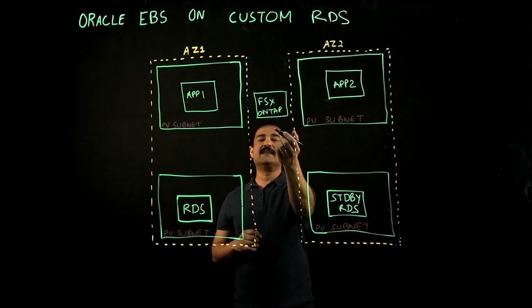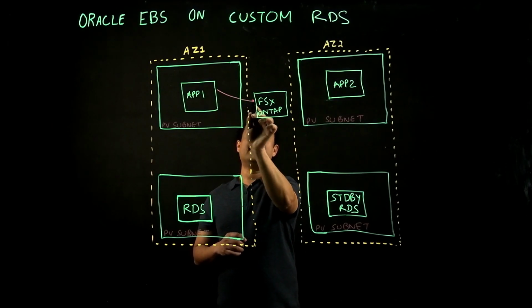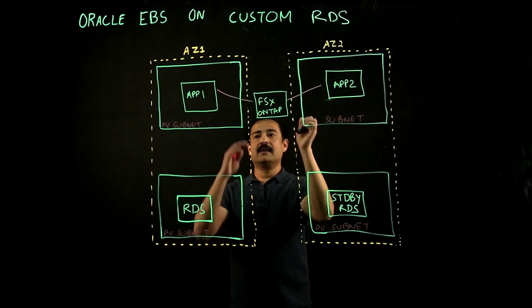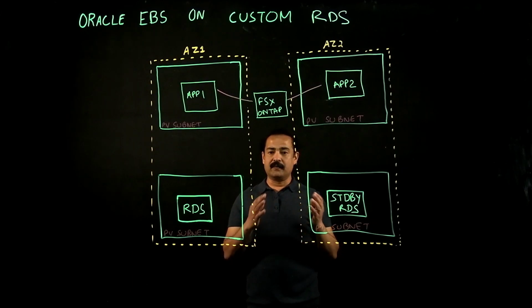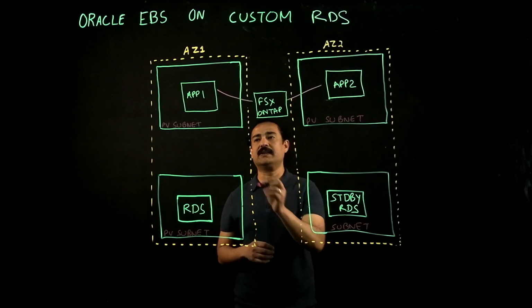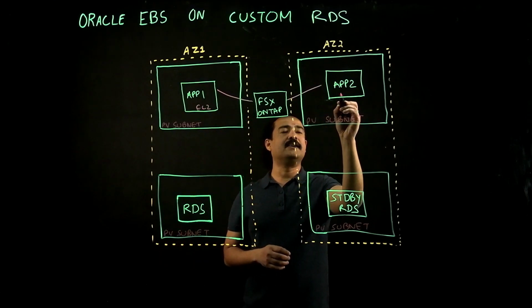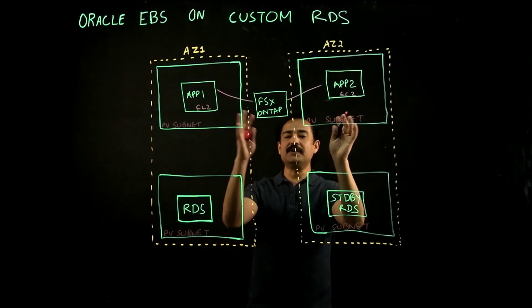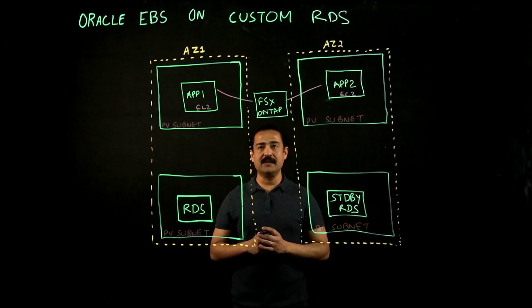For the common file system, we have FSx ONTAP, which is the shared file system, and it shares the data across multiple EC2 servers. Depending on your workload, you can have two, three, four, five, or many EC2 instances hosting the application tier. So the application tier architecture is pretty simple and straightforward. You can deploy EBS across multiple EC2 servers depending on your workload requirement, and across multiple AZs.